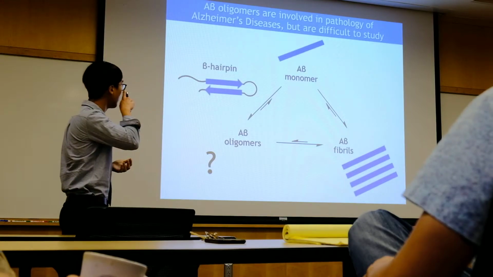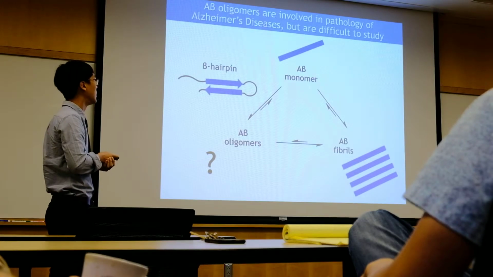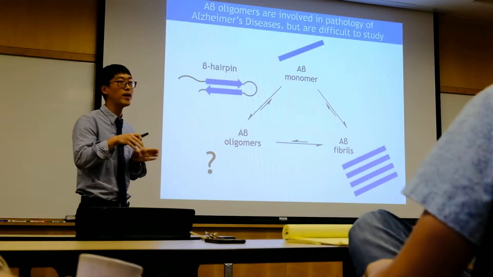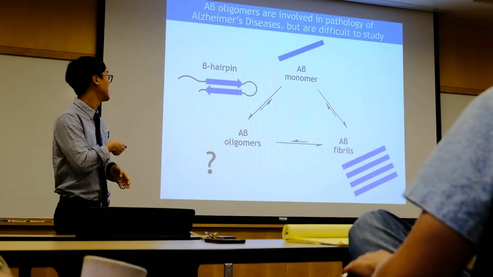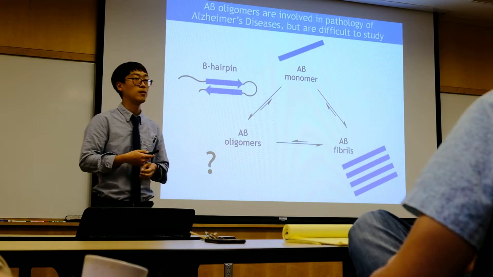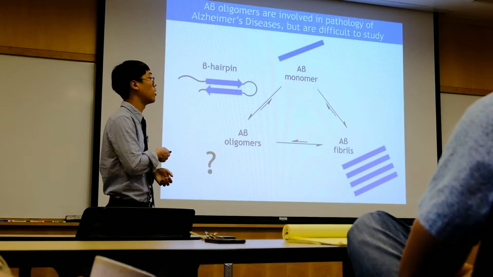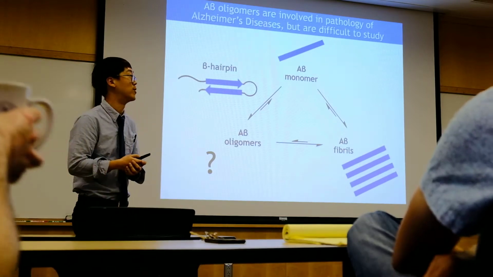One thing we do know about the Abeta oligomers is that the Abeta monomer has to adopt this beta hairpin conformation to form these Abeta oligomers. And Abeta oligomers are known to be composed of this beta hairpin Abeta monomer.